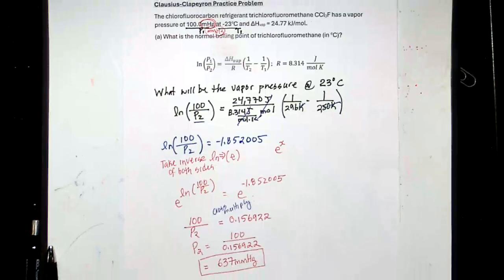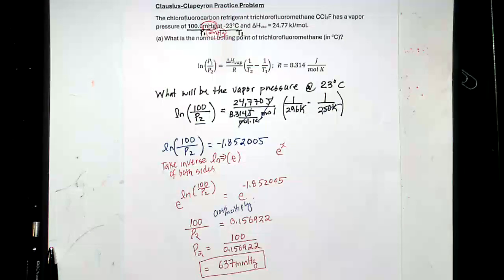Can we do this on an exam, something like this? The key point here is e. What is the inverse natural log? It's called e. What are the units of pressure? Atmospheres is 1, but for this problem, what was it? Millimeters of mercury, right?